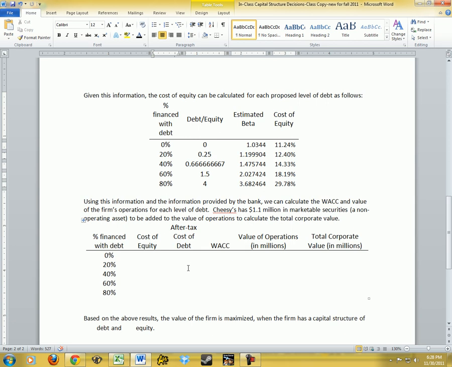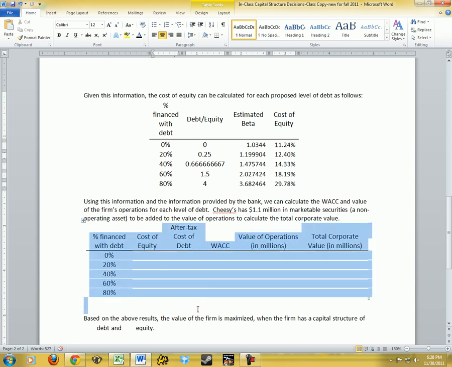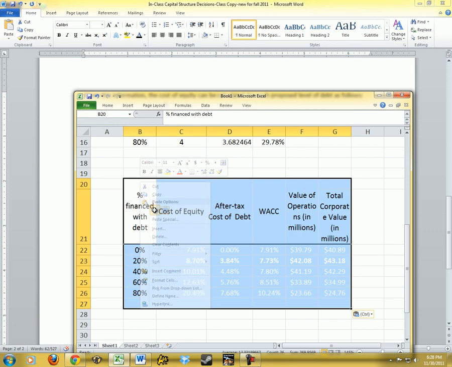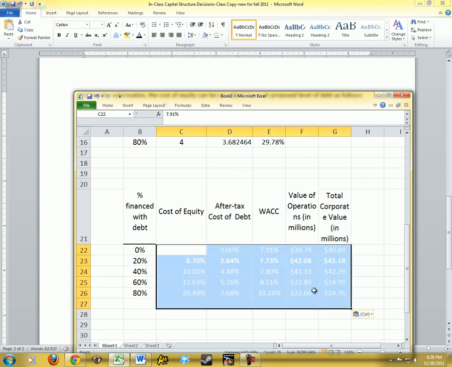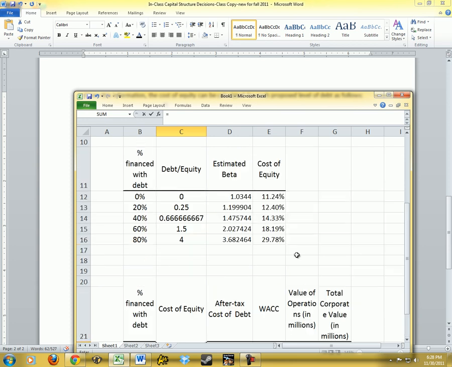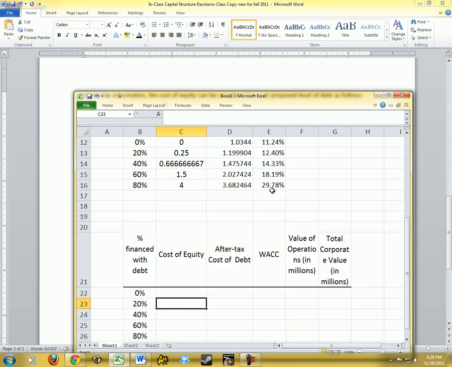We'll need our after-tax cost of debt, which is going to be easy to calculate. So what I'm going to do here, I'm actually going to highlight this. I'm going to pull it back over here in Excel. So our cost of equity for each level of debt, we're just going to get from up here.